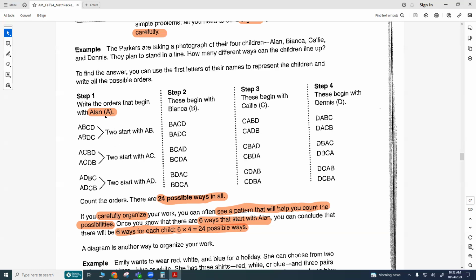And so if you start with Alan as the first position in the photo, and then rearrange the other three siblings, you notice that if Alan is in position 1, then there's 6 possible arrangements. And then as we map it out with Bianca in position 1, we find the same pattern exists. So we can then conclude that for each child, there's 6 possible combinations with each child in that first position. And so since we have 6 possible combinations and 4 children, 6 times 4 is 24. So we have 24 possible ways.